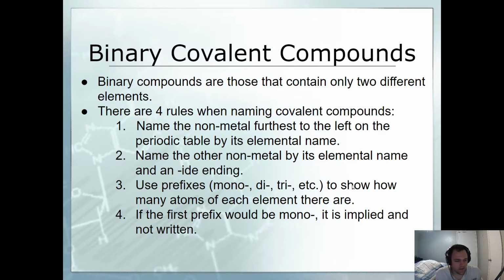All right, and so the only real exception to that is if the first element that you're listing there's only one of. Instead of writing out mono carbon or mono whatever, if it's the first element in the formula, the mono is implied, so you don't have to write it.